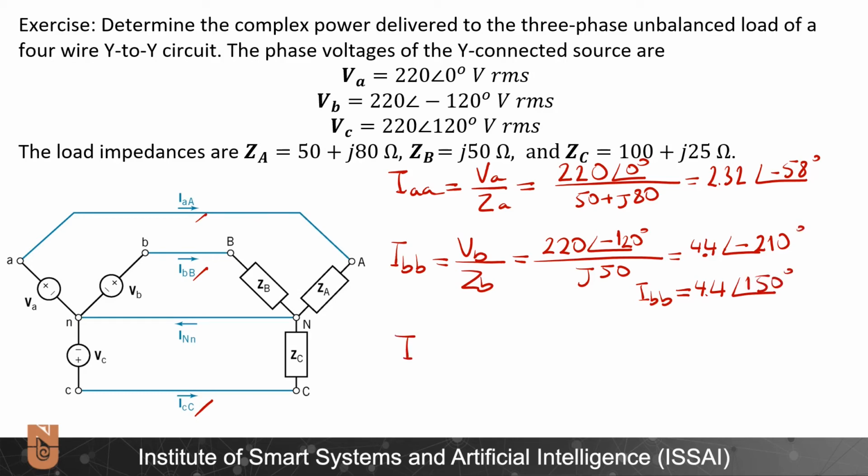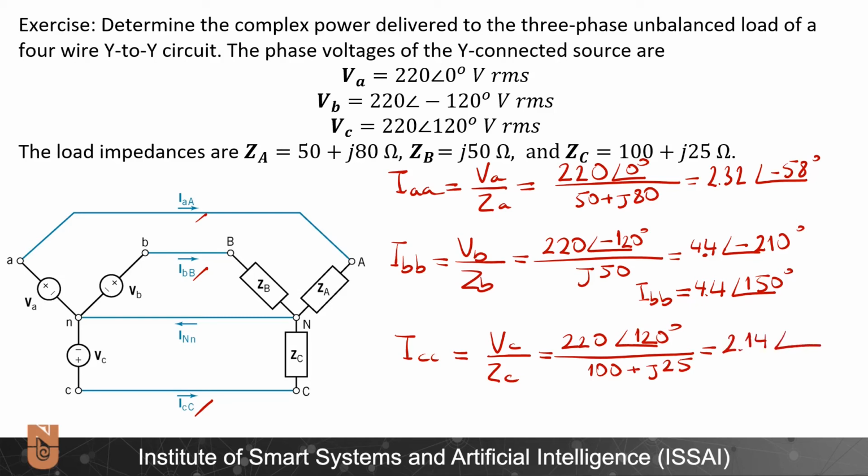And similarly, I can find ICC as equal to VC divided by ZC, which is equal to 220 with an angle of 120 degrees divided by 100 plus J25, and this is equal to, if we ask MATLAB what this is, 2.14 with an angle of 106 degrees. After finding these currents, now I can proceed to find the complex power.